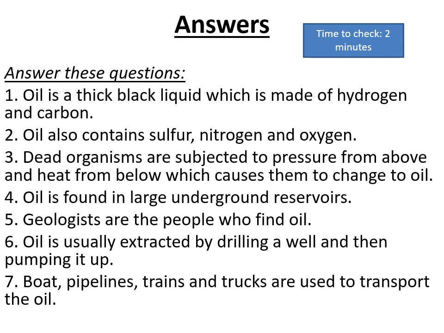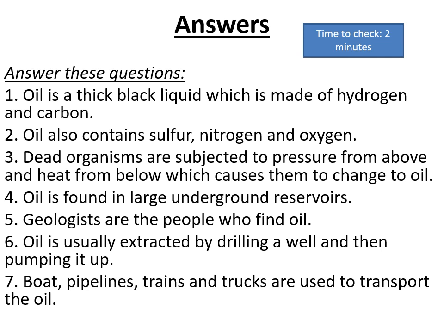Number 3, dead organisms are subjected to pressure from above and heat from below, which causes them to change to oil. So yes, oil is known as a fossil fuel. It's made from the fossils, the dead organisms that used to live millions of years ago. Number 4, oil is found in large underground reservoirs. You might be familiar with the word reservoir thinking of water, a big man-made lake. Well, this is a natural underground lake, if you will, of oil, found in caves underground, essentially.